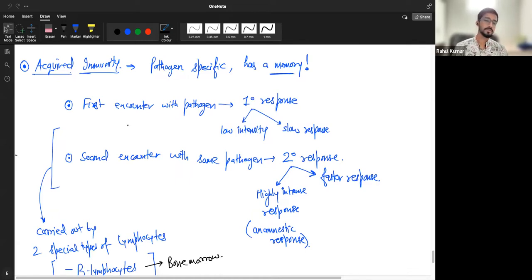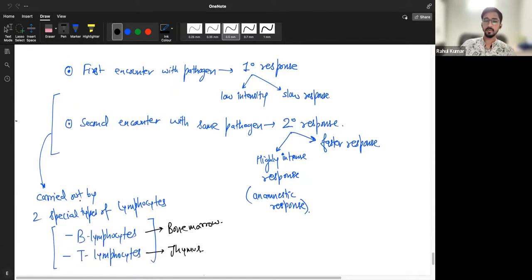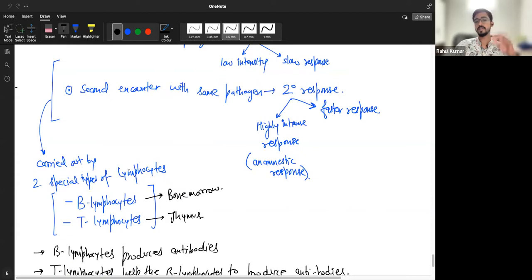Also, the first encounter with a pathogen, known as the primary response, is mostly low intensity and slower compared to the second encounter with the same pathogen. That's called the secondary response. The secondary response is very intense and faster, and it's also known as the anamnestic response. Both the first and second encounters are carried out by lymphocytes.